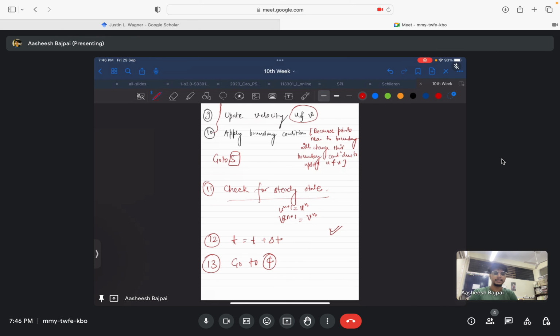You should get the crux at least. Later you can learn it from any book, but this is the crux. This is how we go for the MAC algorithm solution. Sorry, derivation.